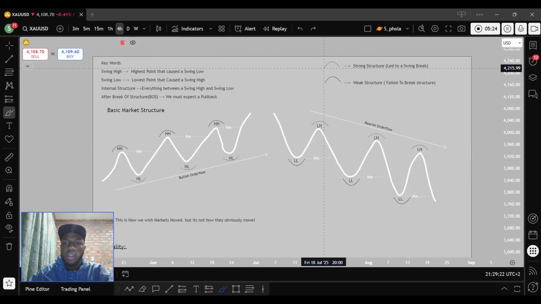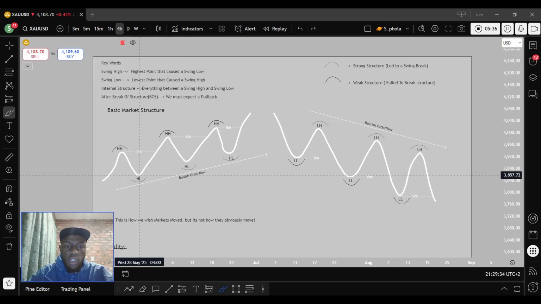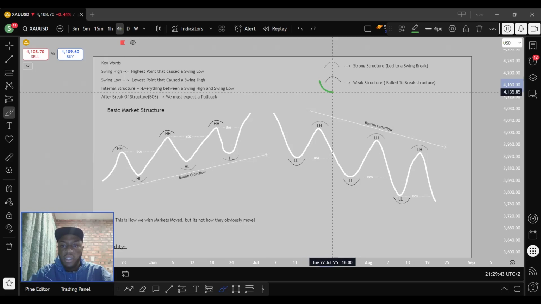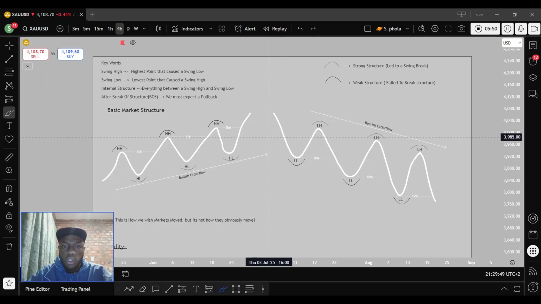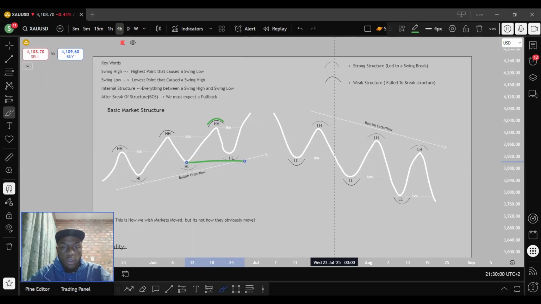Then, as for our annotation, the solid annotation will be used for our strong structure. Our strong structure is structure that led to a break of structure. Then the dotted annotation will be used for our weak structure. Our weak structure is structure that failed to lead to a break of a low or a high. So yeah, depending on the trend. So cool.